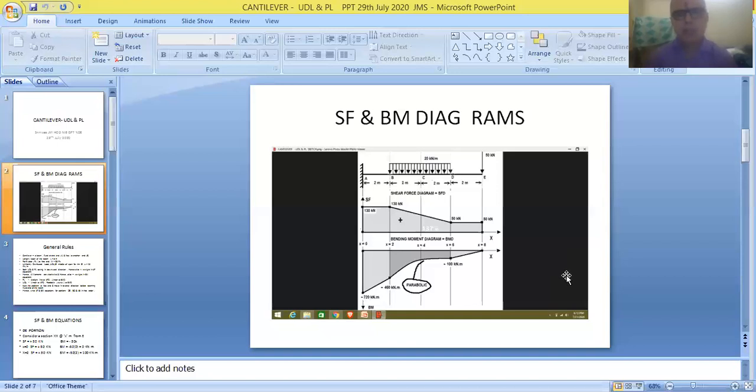And secondly, here the entire load is concentrated at one particular point. So the entire magnitude of load is concentrated at one particular point, that is the free end of the beam. Therefore, it is referred to as a point load. Also, it is called a concentrated load.